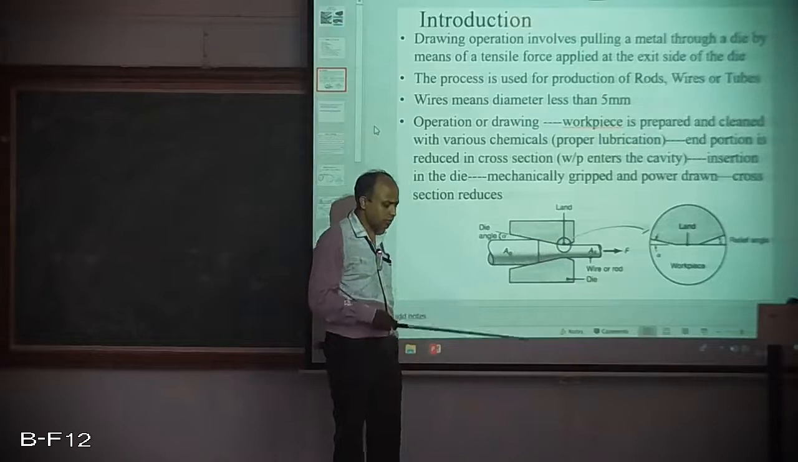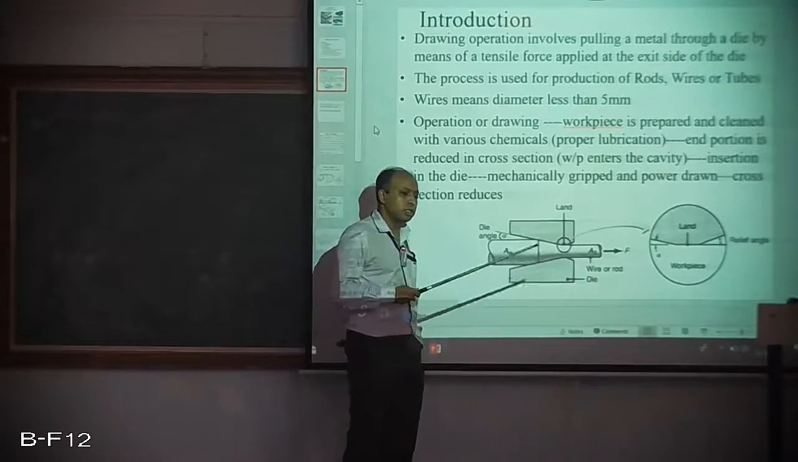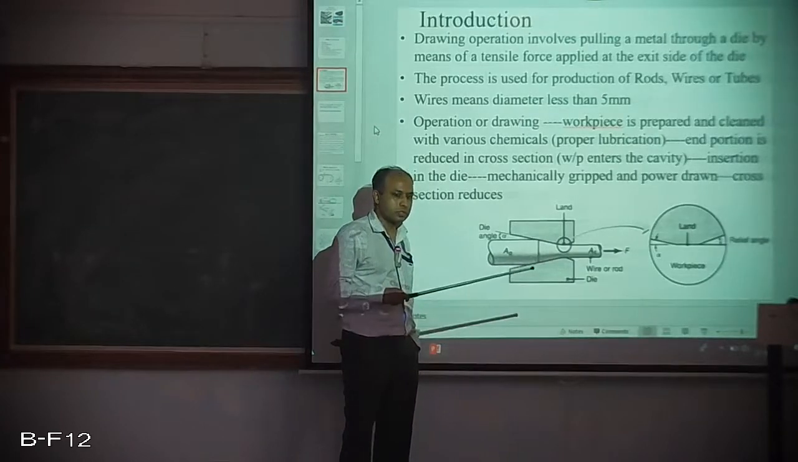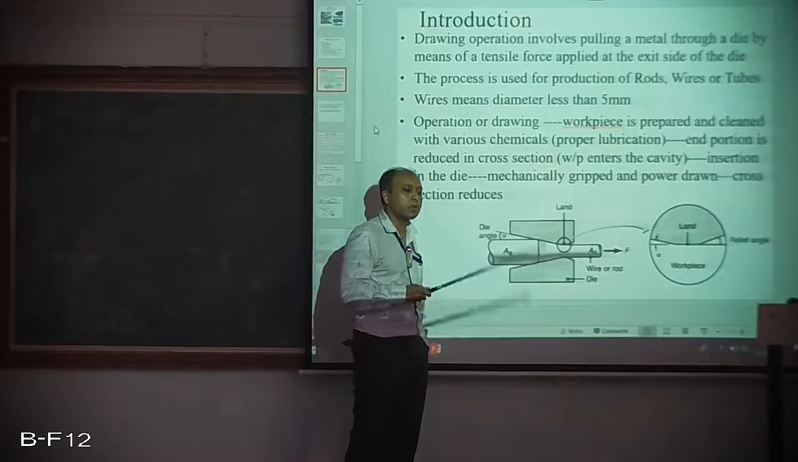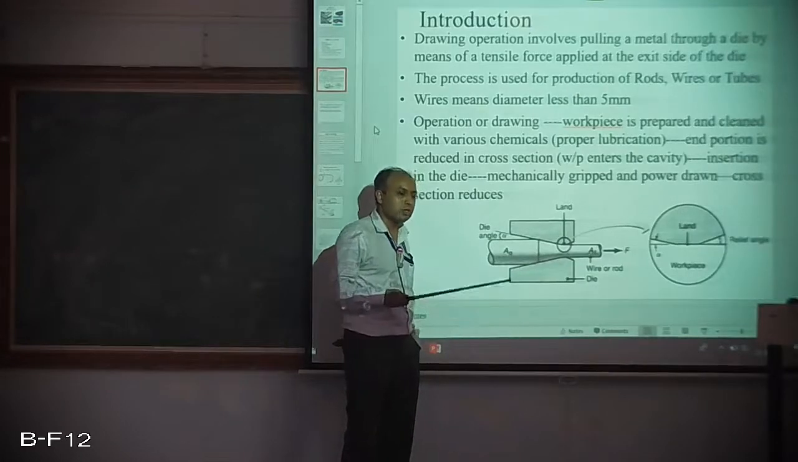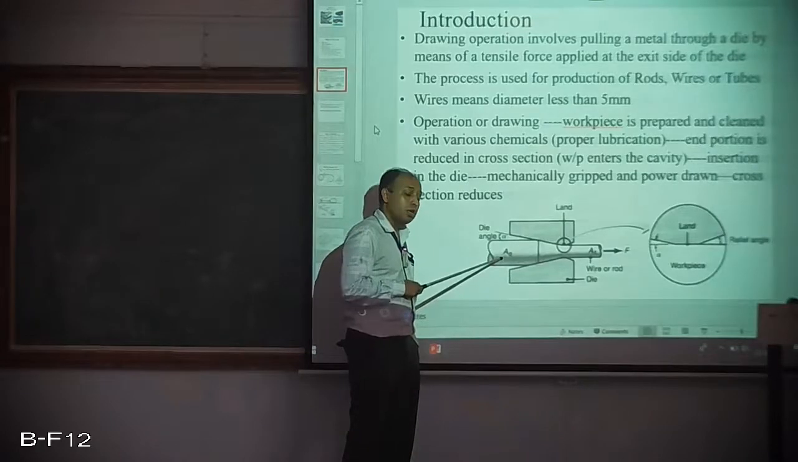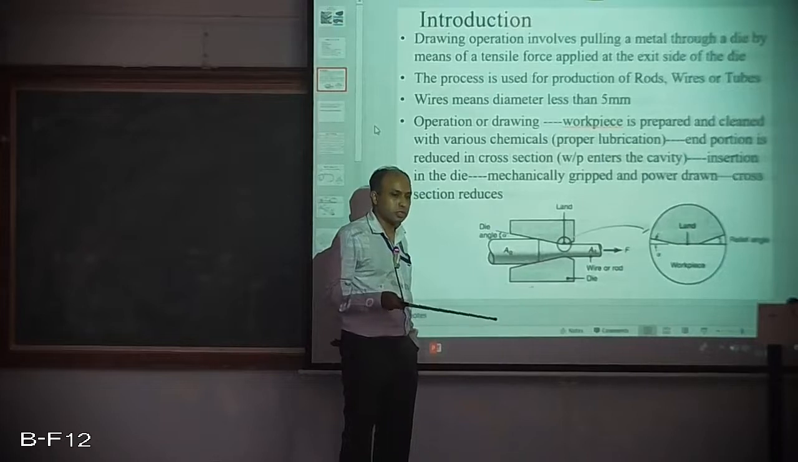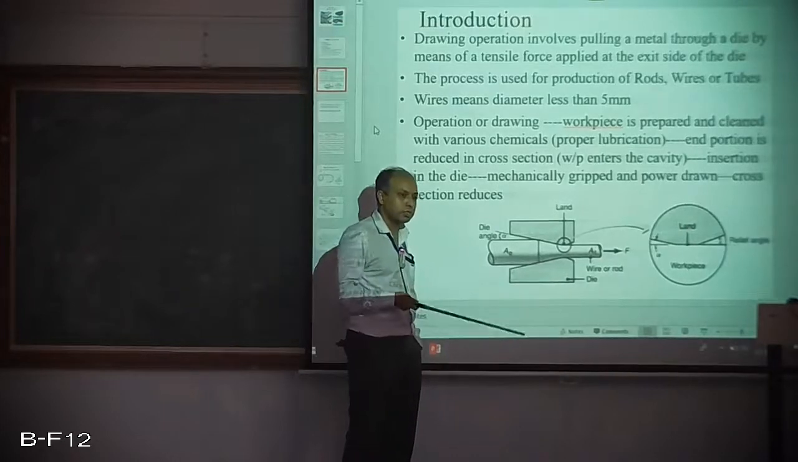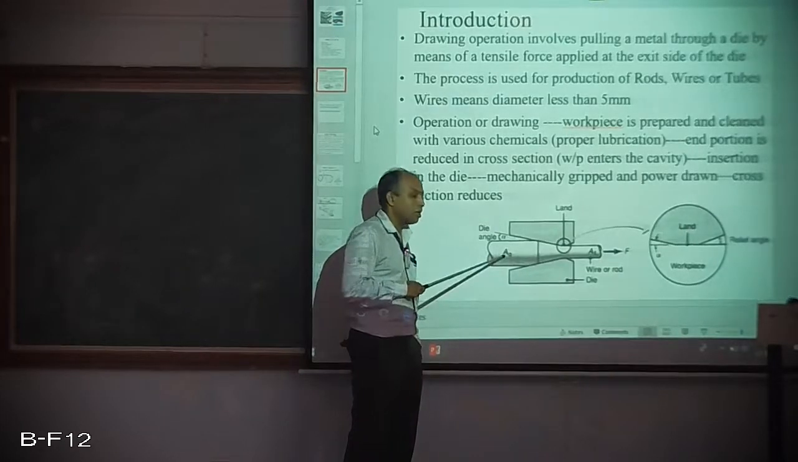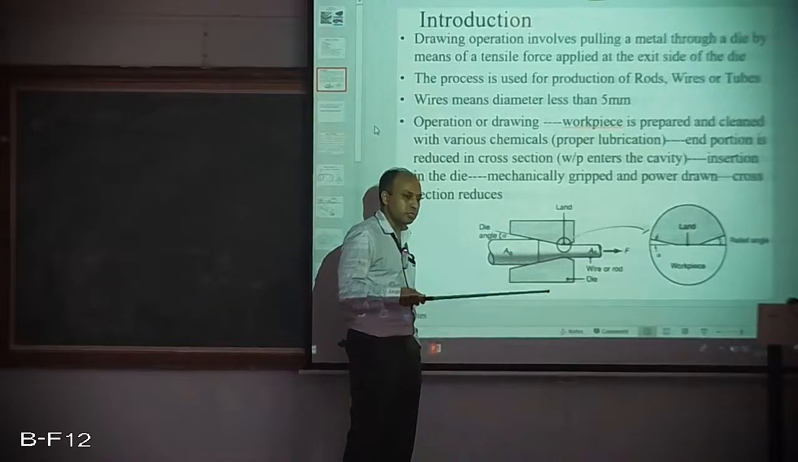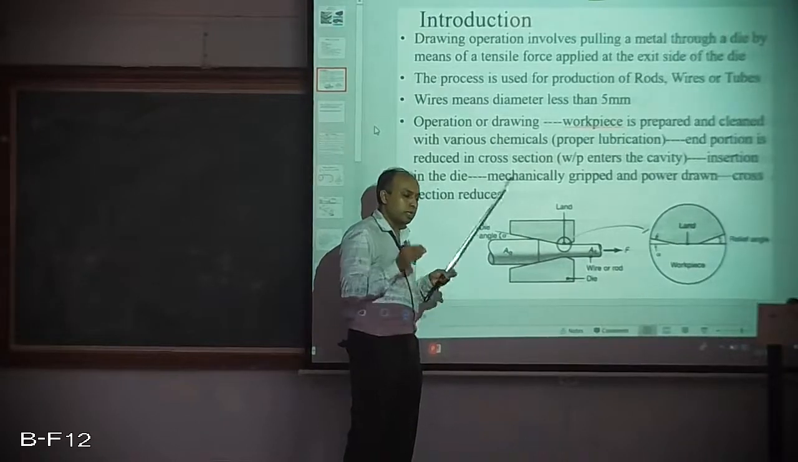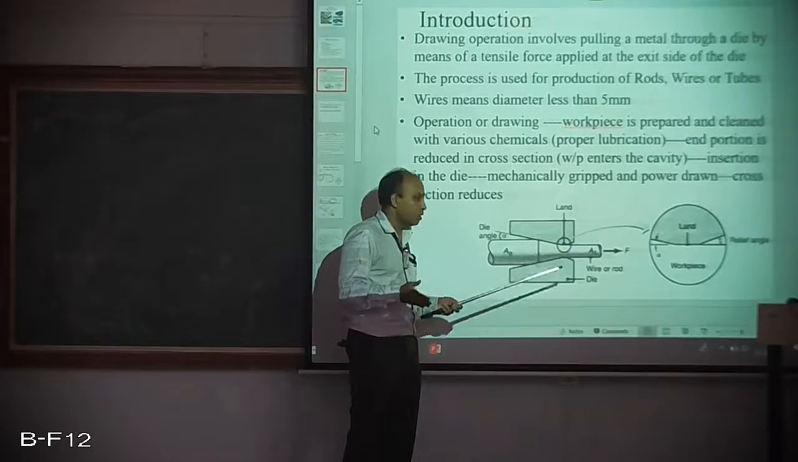Another thing is, extrusion is a primary process. Normally it is carried out in hot conditions, hot deformation, meaning above the recrystallization temperature of the material. But whenever I say drawing, it is a cold forming operation. It is a cold deformation process. So it is a finishing operation, a secondary operation. Here I get better dimensions, meaning whatever target dimensions are there, I will get dimensions close to that.